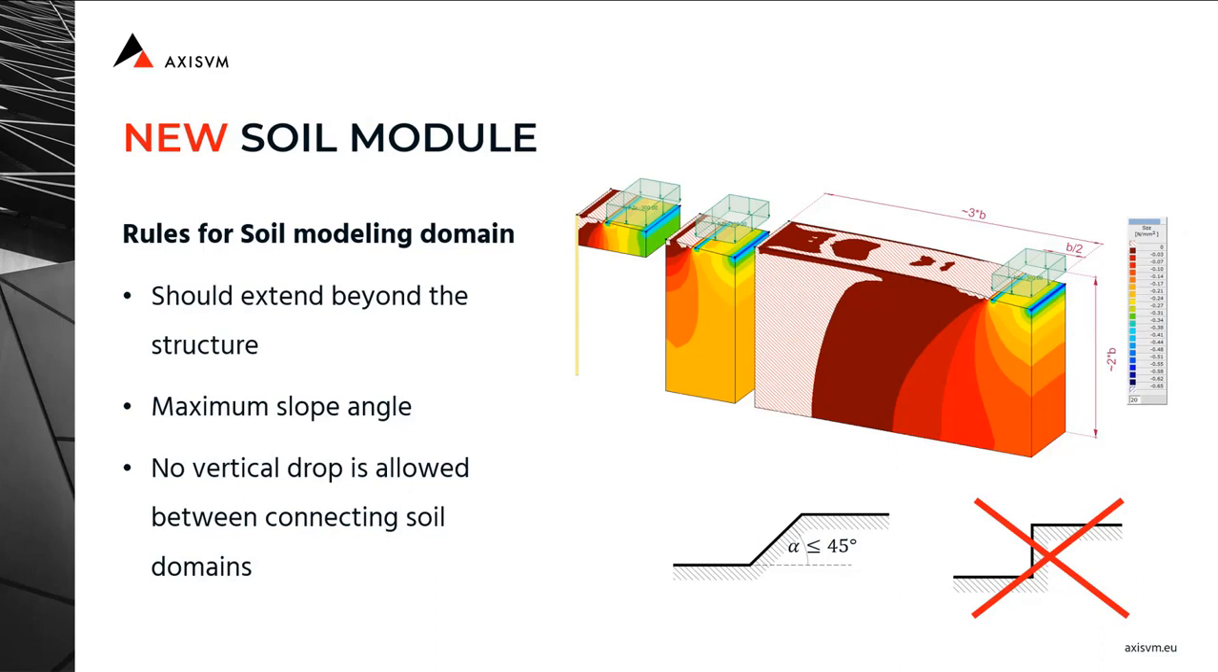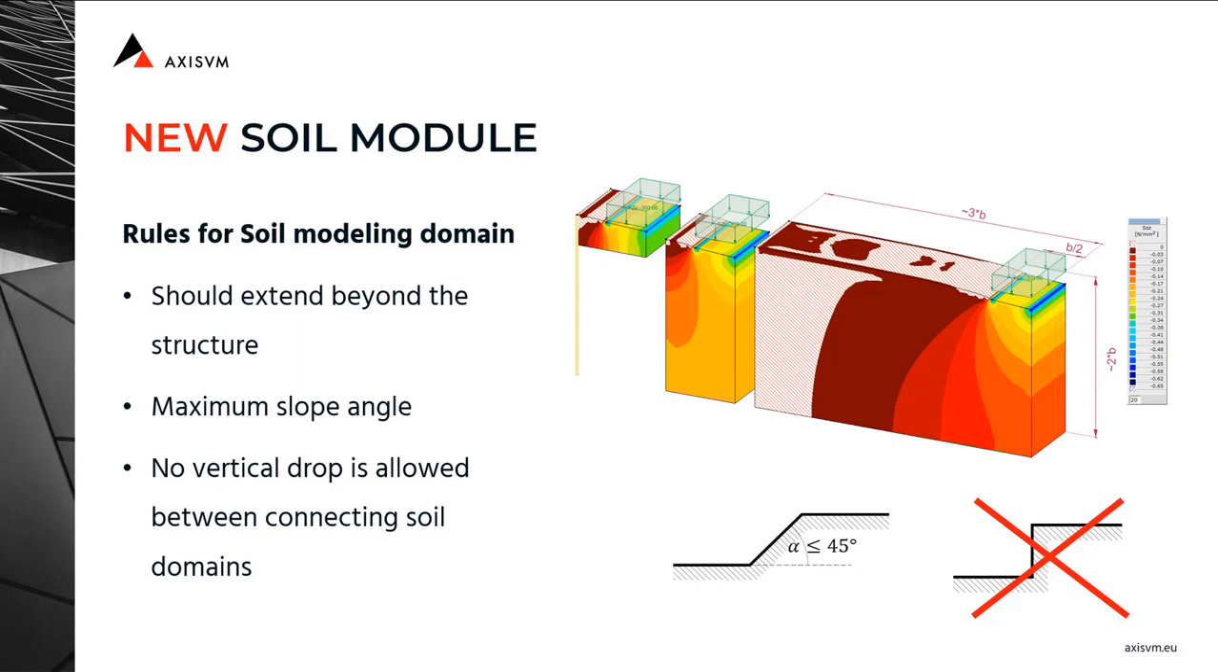There are some rules when defining soil modeling domains. The size of the soil domain should always extend beyond the structure and should be significantly larger than the superstructure. The required dimensions, horizontal and the depth, depend on the stiffness of the soil and the structure, the load intensity, the stress distribution, and the deformation of the soil. It is advisable to choose the dimension of the soil model in such a way that further increases in dimensions do not lead to significant changes in the results.